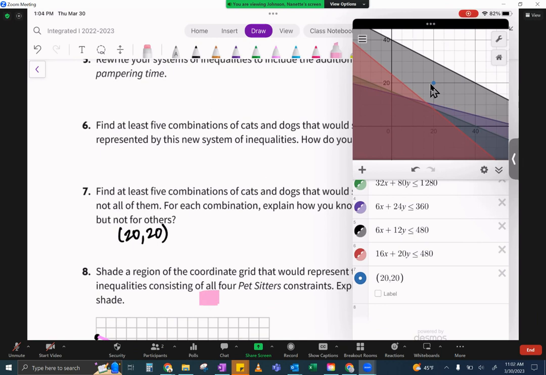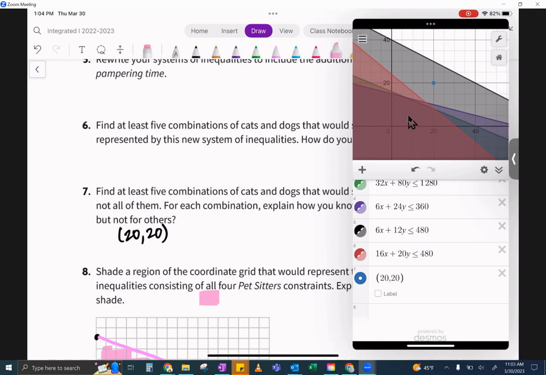Okay, so we're going to play a game and you're going to say number 6 or number 7. Okay, you're going to say, yes, it's a solution, or no, it's not. So what if I pointed right here? Yes or no?